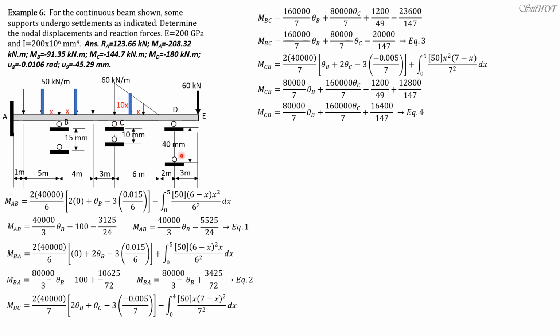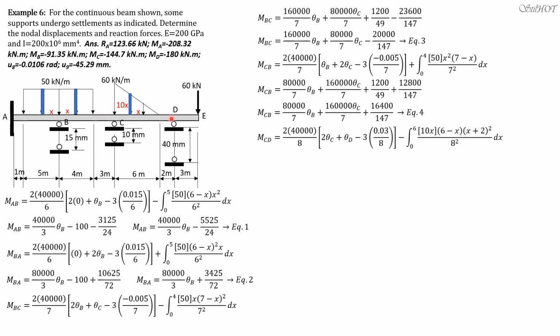Again, the rotation of the chord CD is clockwise, so the delta over L ratio is positive. Delta this time is 0.03, 40 mm minus 10 is 30 mm. So MCD is 2 times 40,000 over 8, quantity 2 theta C plus theta D, then minus 3 times 0.03 over 8, minus the integral of 10x dx times 6 minus x times the quantity x plus 2 squared over 8 squared dx. So the distance of the strip from the left is 6 minus x.